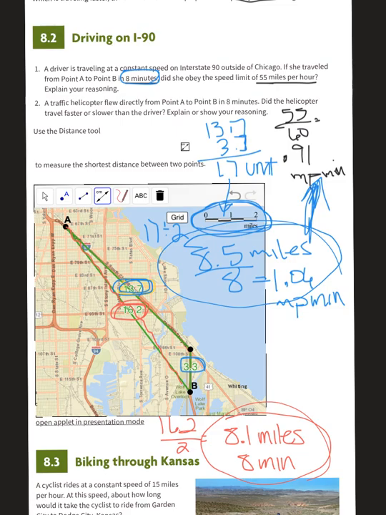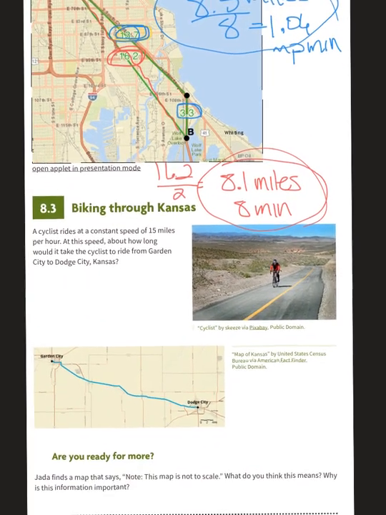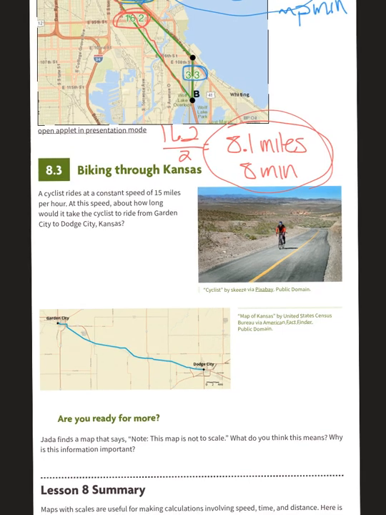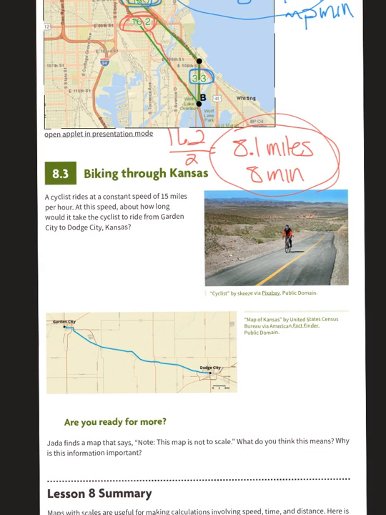All right, traveling or biking through Kansas. A cyclist rides at a constant speed of 15 miles per hour. At this speed, how long would it take to get from Garden City to Dodge City, Kansas? Okay, so remember, distance equals rate times time. I know my rate, my speed is 15 miles an hour. It wants to know how long, so that's the time. So I need to figure out how many hours it took. So what I need to figure out is the distance.